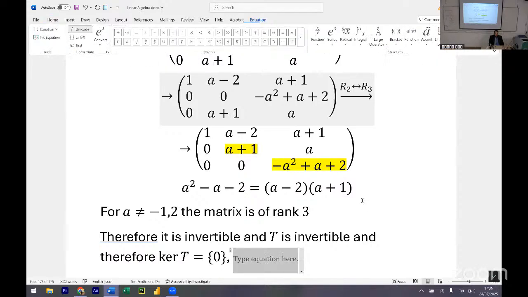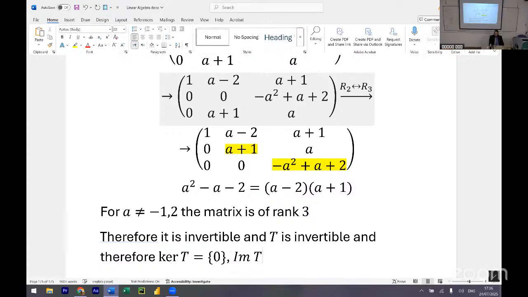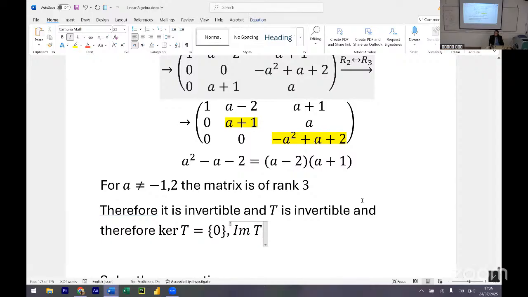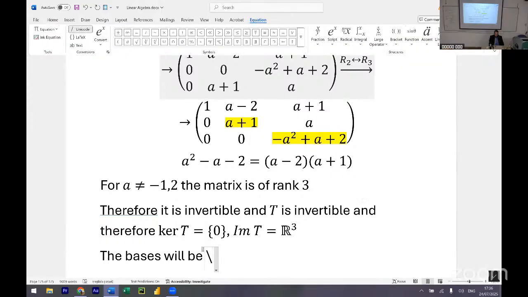And the image of T, because it's surjective, is all of R3. So the basis will be the empty set and the standard basis respectively.